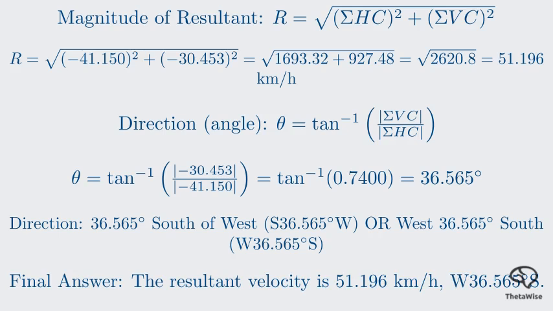Let's compare this to the provided memo. The memo gives 51.167 km/h and an angle of 36.498 degrees. Our slight difference is due to rounding during the intermediate steps. Both our approach and the memo's are valid. I've used standard component resolution, which is a robust method.